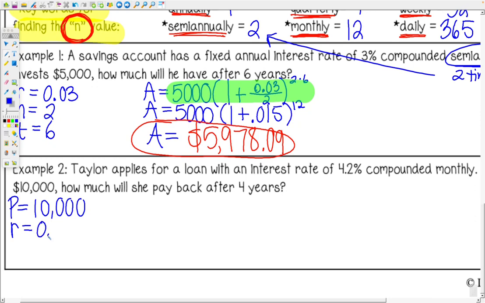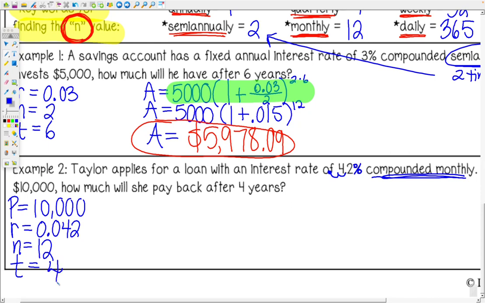It's going to be 0.042. Because this number here has a percent sign, which means I'm moving this decimal over 2 times. Percent means out of 100. So 4.2 divided by 100. There's my rate. My N, we're looking for the number of times it's compounded. What does it say? Compounded when? Monthly. So the N is 12. And the T for the time is in years. What does it say? 4.